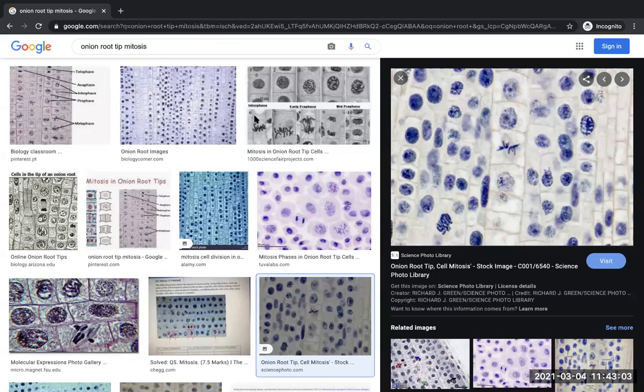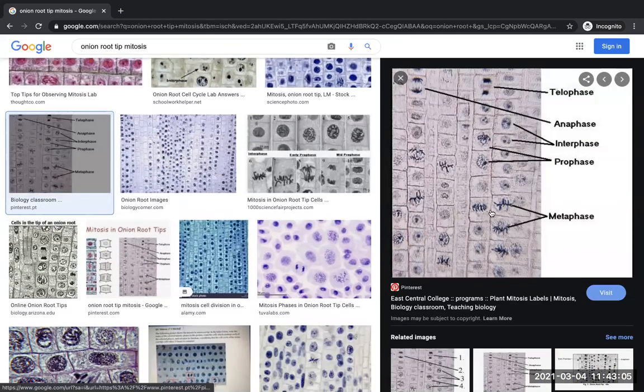This is where the anaphase is happening. So here, this one is labeled. So metaphase, this in the middle, it's easy to see. Anaphase, they're kind of away from each other. Telophase is starting to divide.